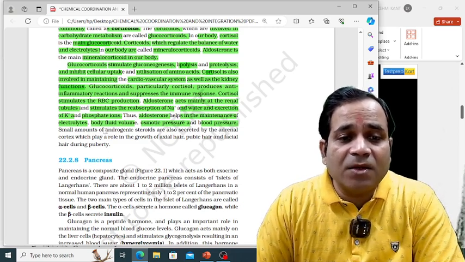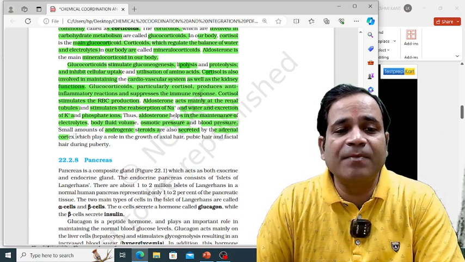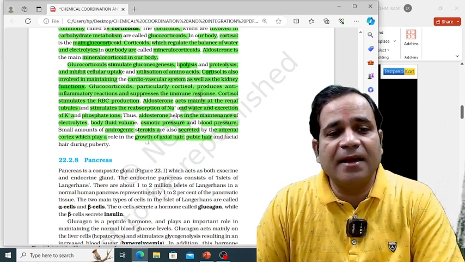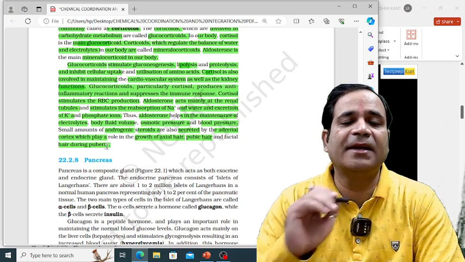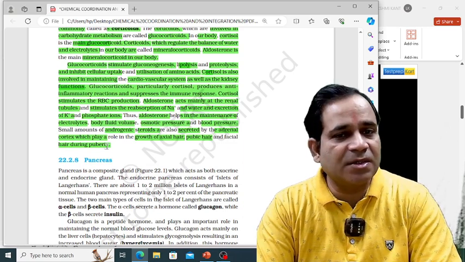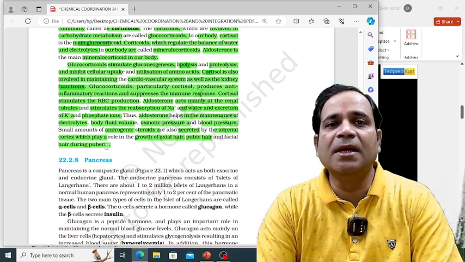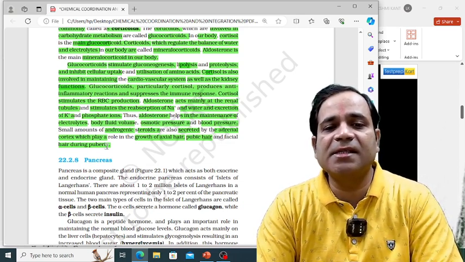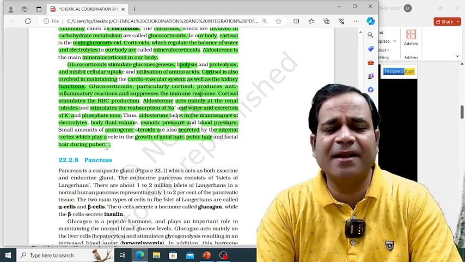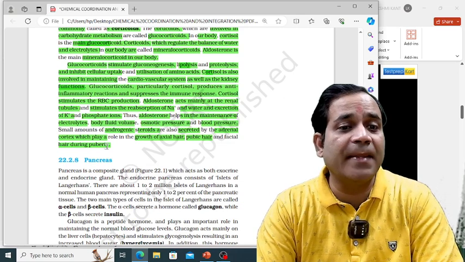A small amount of androgenic steroids are also secreted by the adrenal cortex, which play a role in the growth of axial hair, pubic hair and facial hair during puberty. So at the time of puberty, my dear, this androgenic steroid secreted by the adrenal cortex plays an important role in changing the secondary sexual characteristics in what? In males, my dear. That is growth of axial hair, pubic hair, facial hair at the time of what? Puberty. And these are the secondary sexual characteristics seen in a male, my dear.